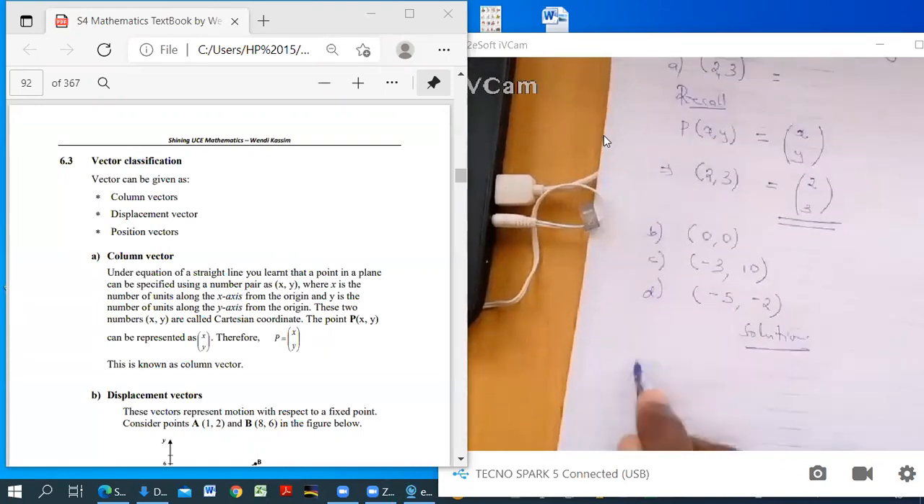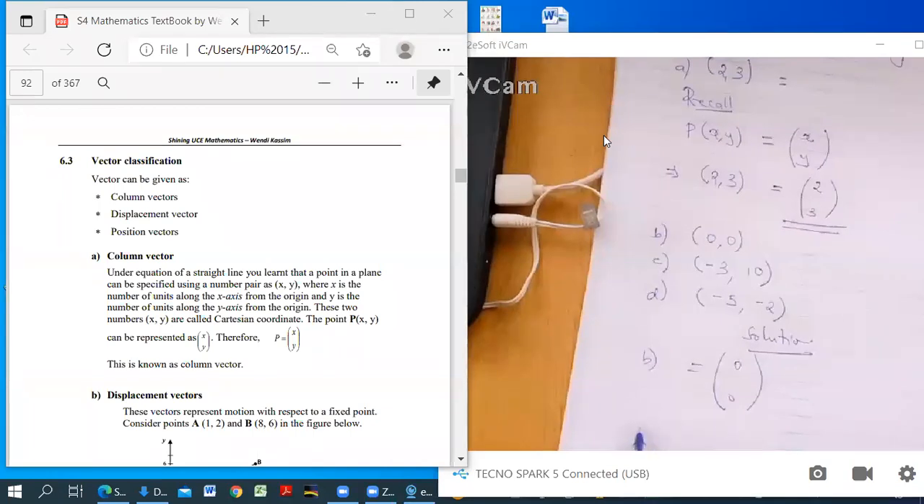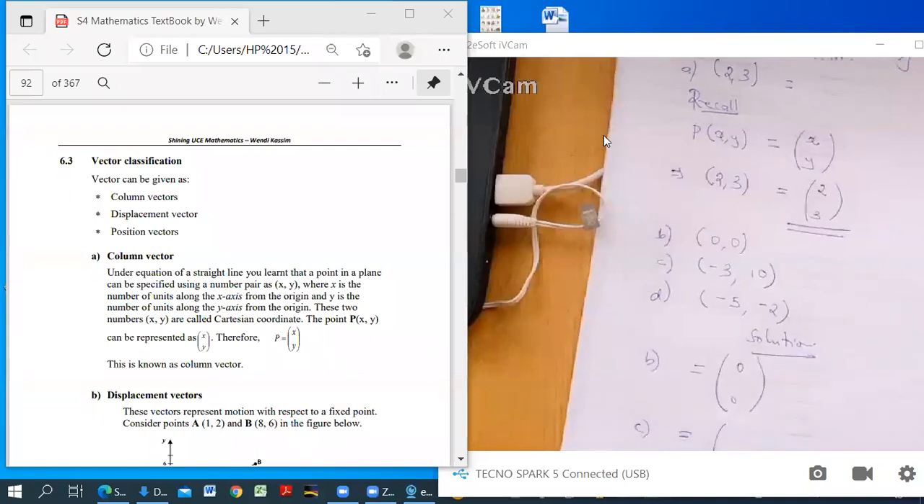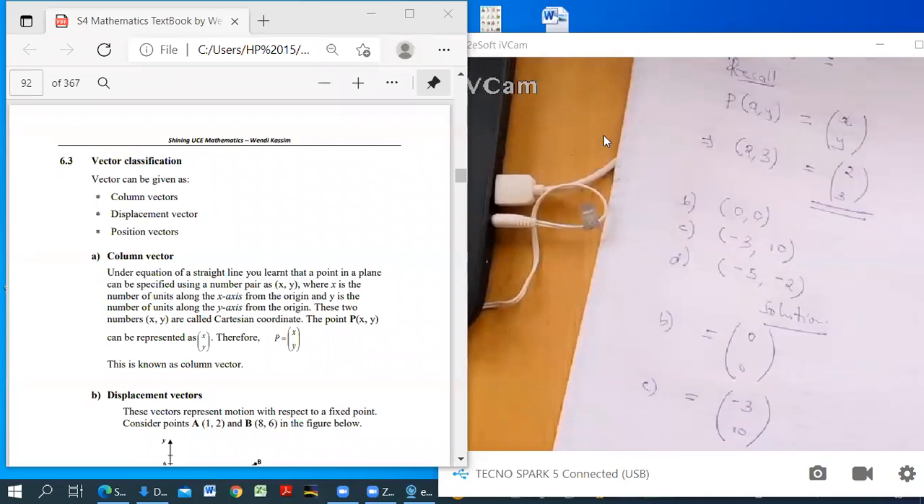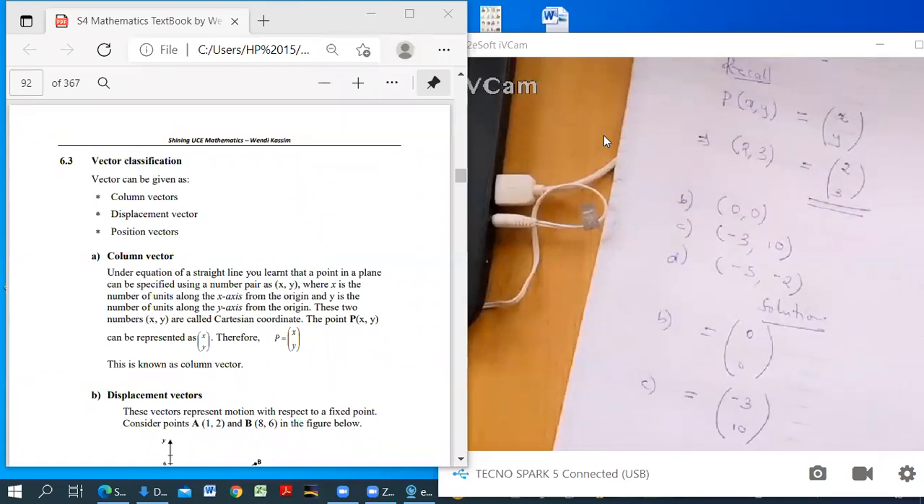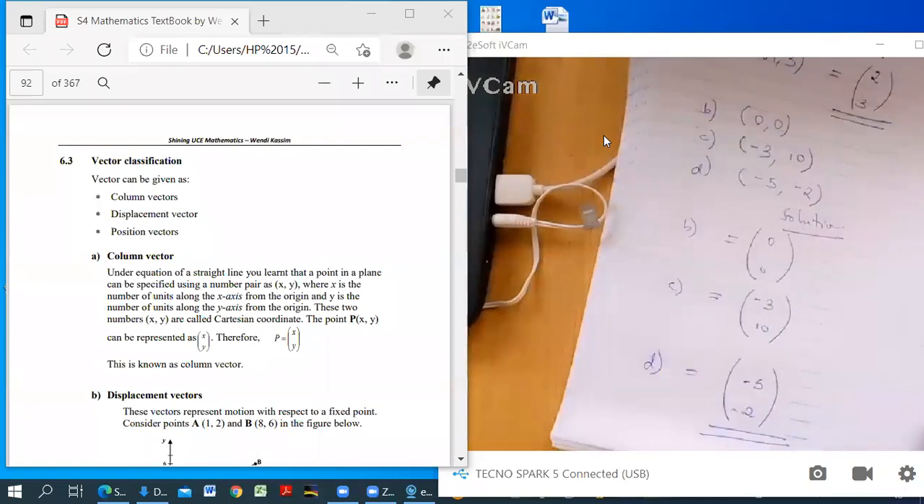Solution. For B, you have what? 0, 0. Like that, not so? Yes. Then for C, you have -3, 10, like that. Yes. Then for D, you have something like -5, -2. Like that.